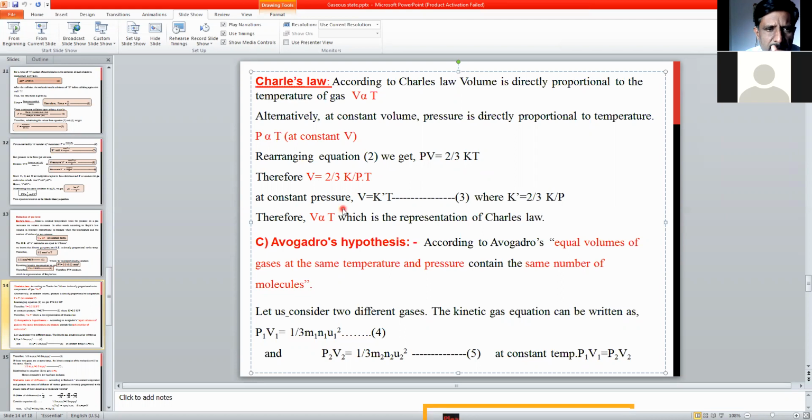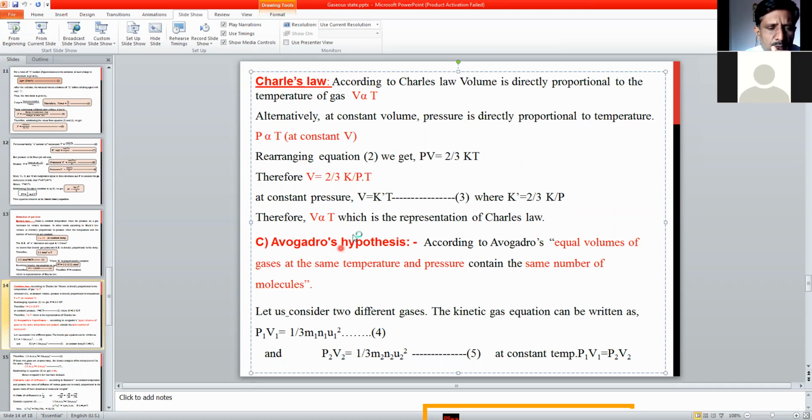Now at constant pressure, V is equal to K' into T. What is K'? K' is equal to 2 upon 3 K upon P. Instead of writing 2 upon 3 K upon P, I have written directly K dash. K dash is a proportionality constant again. Therefore, the value of V and T are directly proportional to each other. Volume of a gas is directly proportional to the temperature of a gas. So V is directly proportional to T, that is called the representation of Charles law.